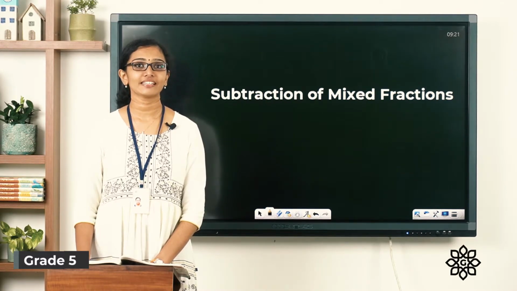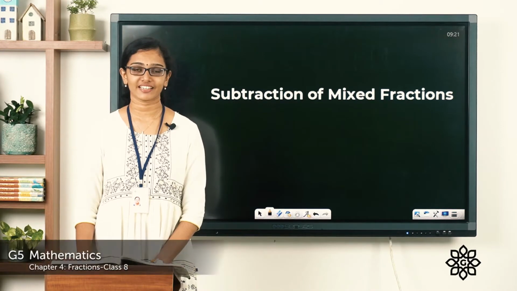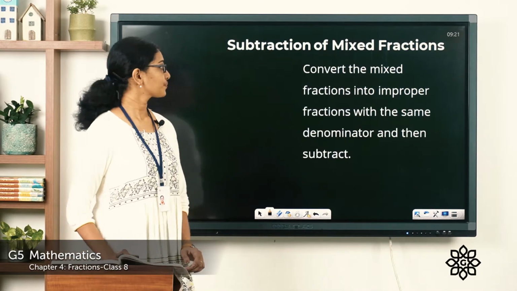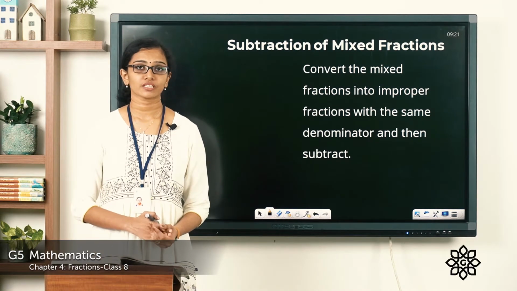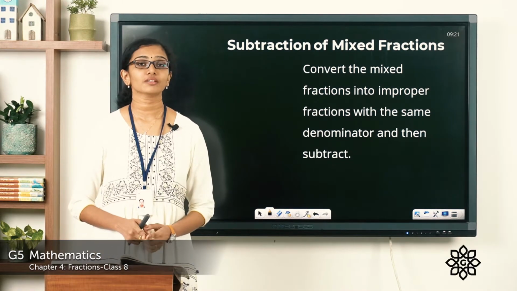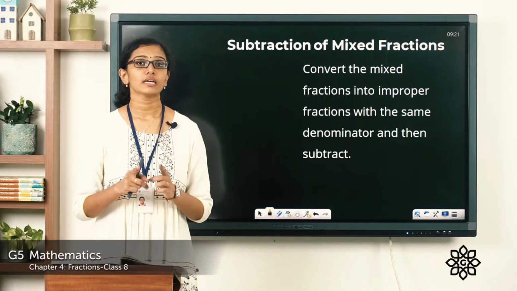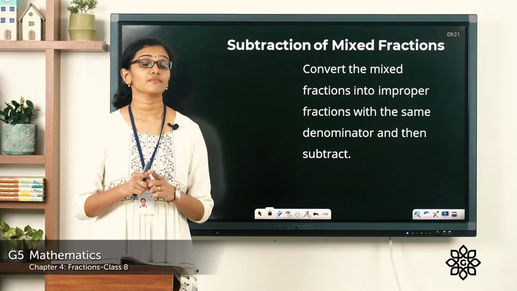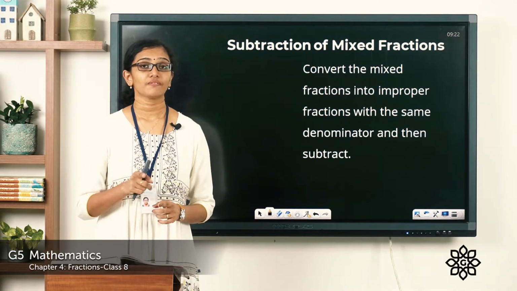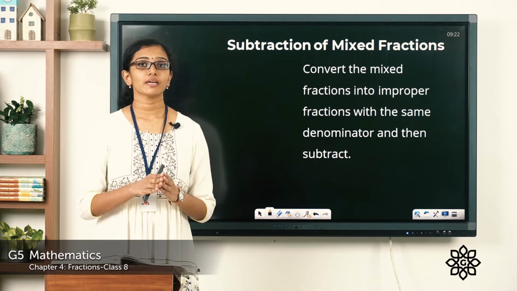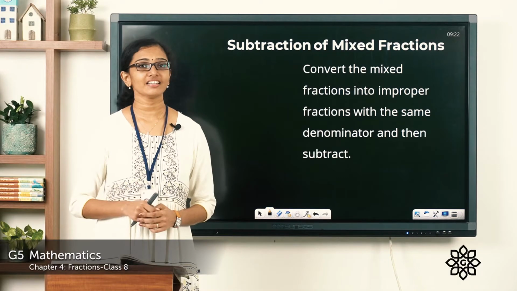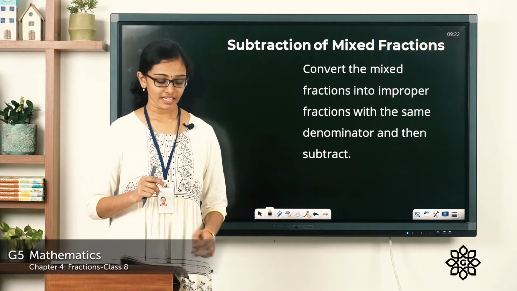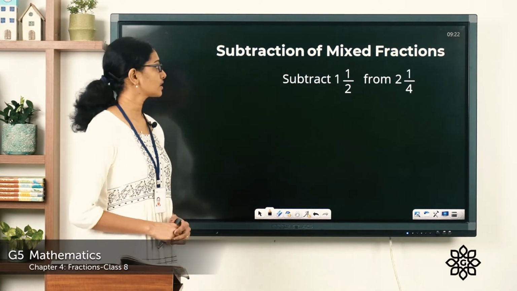Let's learn how we can subtract mixed fractions today. See, how do you subtract mixed fractions? When you have mixed fractions to be subtracted, first you convert the mixed fractions to improper fractions, and if the improper fractions have different denominators, you have to make the denominators the same by finding the LCM, and then proceed with the subtraction. Now let's see that with an example.